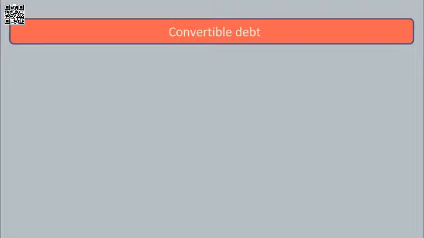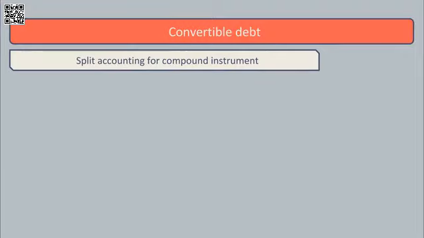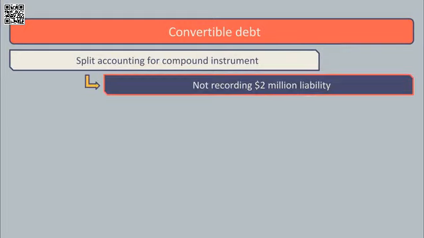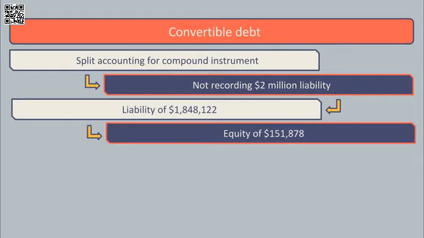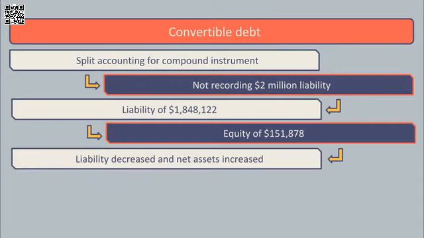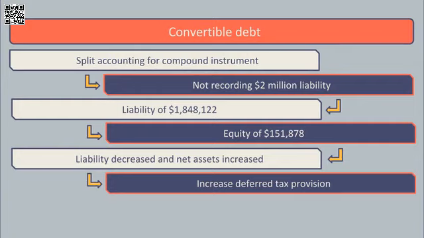Imagine that a company is applying split accounting to compound instruments for the first time. Rather than have a liability of, say, 2 million recorded in its financial statements, it would split the instrument into its debt and equity components, resulting in, say, a liability of 1,848,122 and an equity element of 151,878. The recorded liability has decreased, and therefore the net assets have increased, and thus we must increase the deferred tax provision by the size of the equity component of the compound instrument.